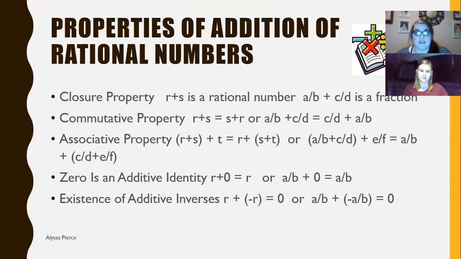Then we have the existence of an additive inverse, which means if you add anything to its negative form, it's going to give you 0. As an example, I have r plus a negative r, which is 0, or a over b plus a negative a over b equals 0.